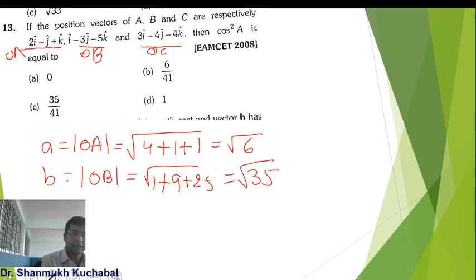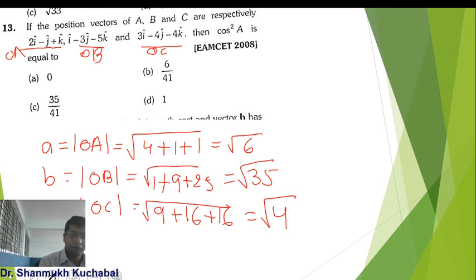And C is the magnitude of OC. So under the square root of 9, 16 plus 16, it is equal to root 41. It is root 41.